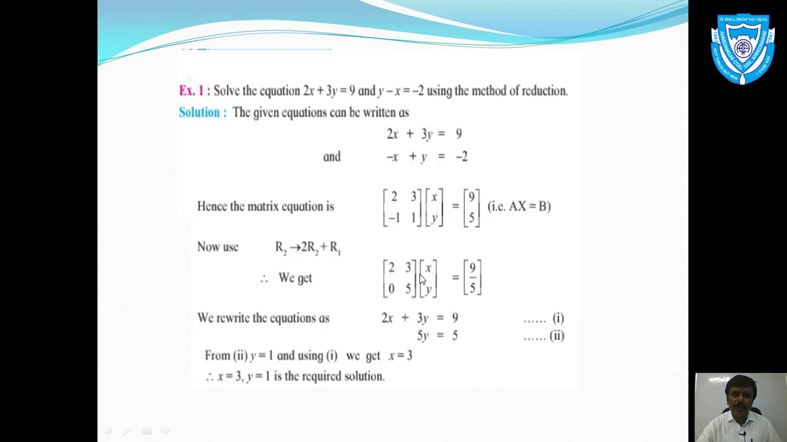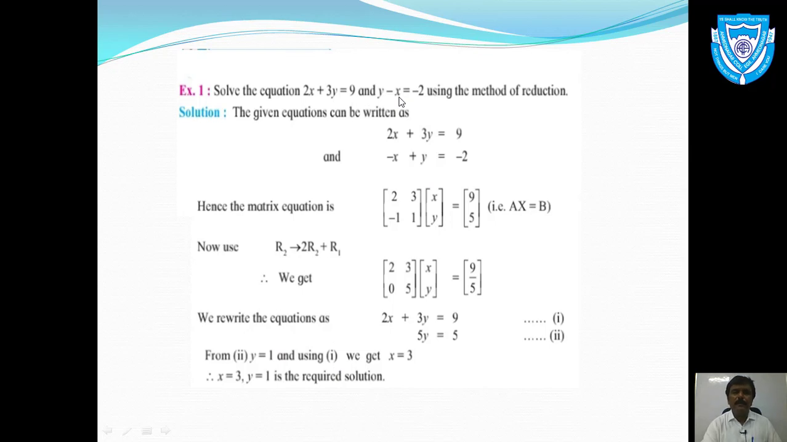We will again convert this matrix form into equations. We got two different equations. From the second equation we got the value of y. By putting it in the first equation we got the value of x. So at last we got x equals 3 and y equals 1. This is the required and unique solution of the given two linear equations.